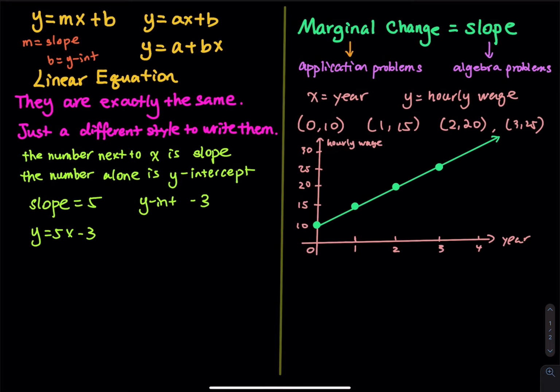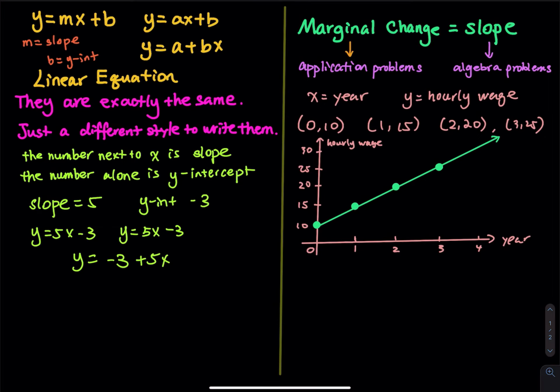Using ax + b, which is still y = 5x - 3, right? So y = ax + b, and a negative means you subtract. And then a + bx, you let the y-intercept go first, then that will be -3 + 5x, which is the same thing as 5x - 3.